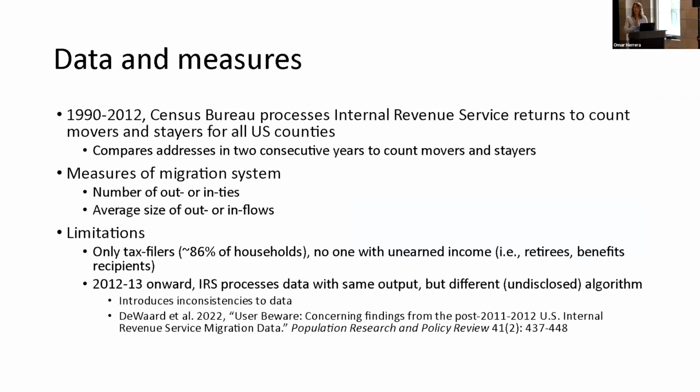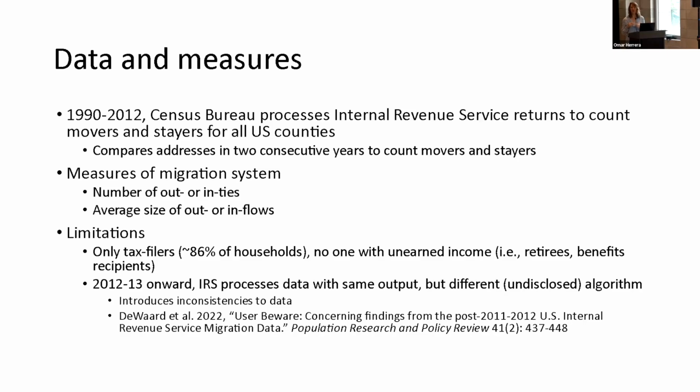So the data we use to test these hypotheses come from the Internal Revenue Service IRS migration flows data set, which is a public use data set that we use from 1990 to 2012. What I'll show you a little bit more is how this data set looks. But what it does conceptually is it looks at tax returns for 2 consecutive years, and it compares the address of the tax filer in year 1 and year 2.